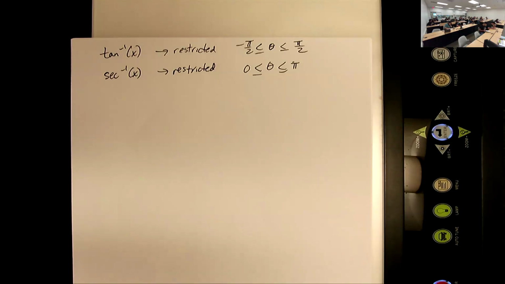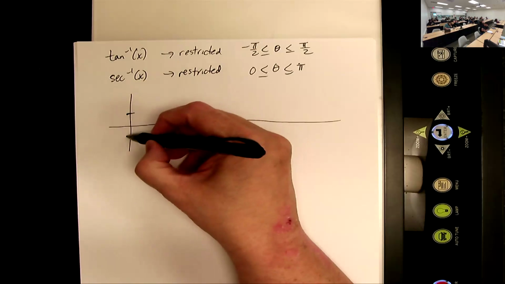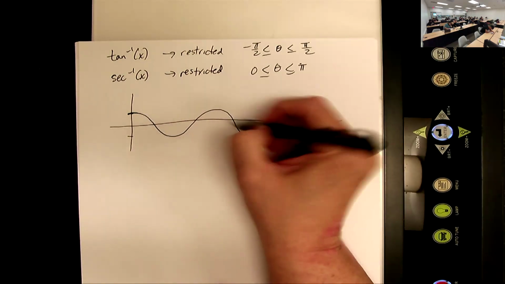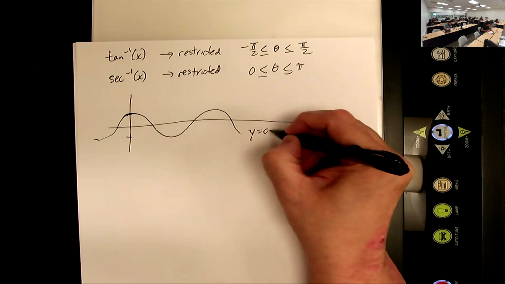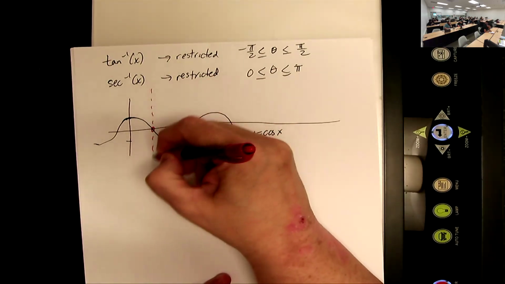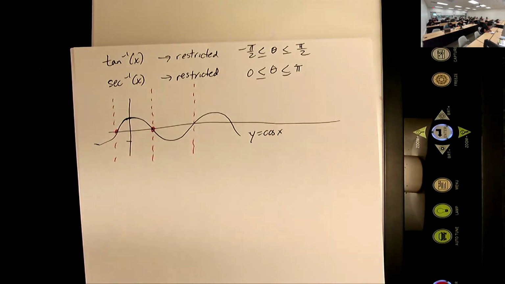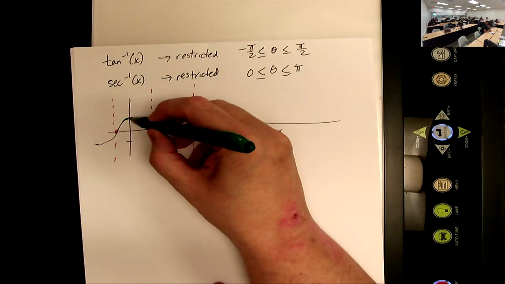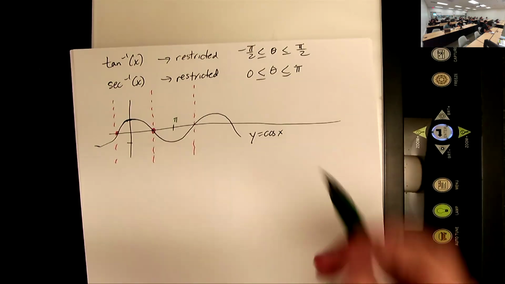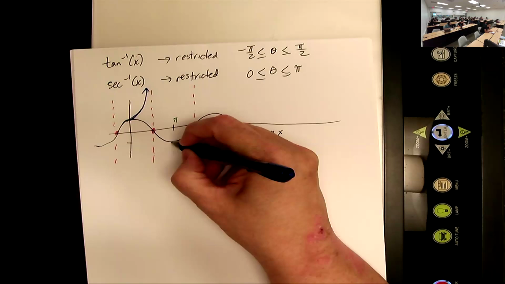I think showing the secant one actually might be worth it. And to show secant, I'm going to show cosine first. So that's cosine. So secant x, everywhere there's zeros of cosine, we have asymptotes for secant. And we're doing from 0 to pi, which is just from here to here. So secant's graph looks like this, or secant inverse's graph is just that.